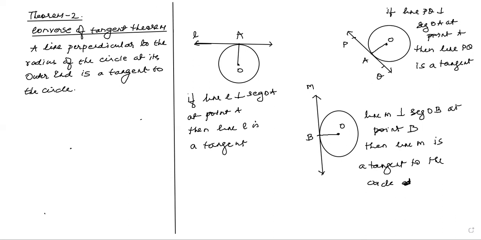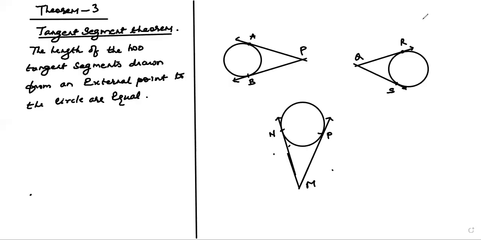Now we go to the next theorem. Theorem number three, children, it's the tangent segment theorem. Now, what is a tangent segment? Let's try to understand that and then the theorem. Suppose from an external point P, you can see two tangent lines can be drawn. One is line PA, the other is line PB. So from an external point, two tangent lines can be drawn.